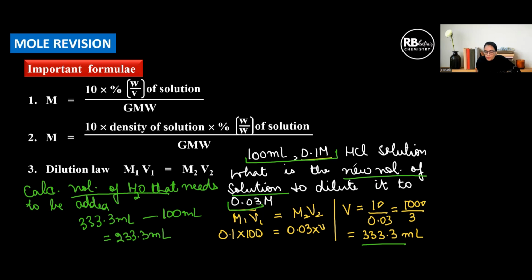Only two types of questions are generally asked at the school level. Either new volume of solution, which is going to be this, or, to make this volume of solution, we are going to add this much more water into this solution so that the new concentration becomes 0.03 molar. We move on to the next formula.